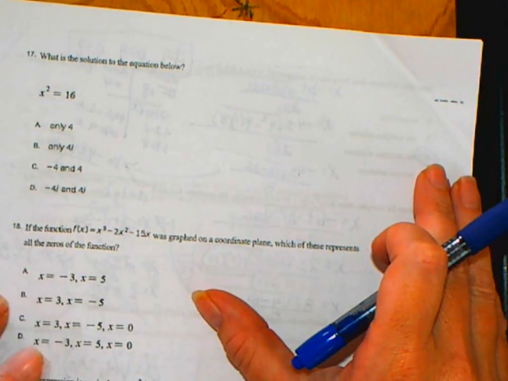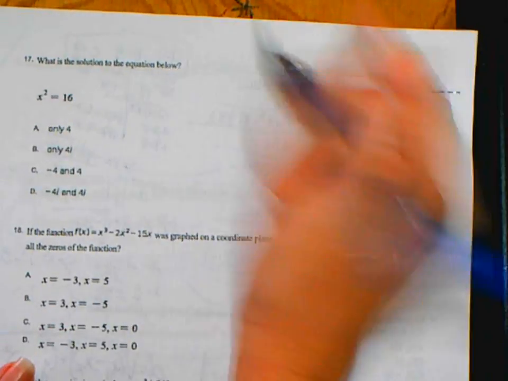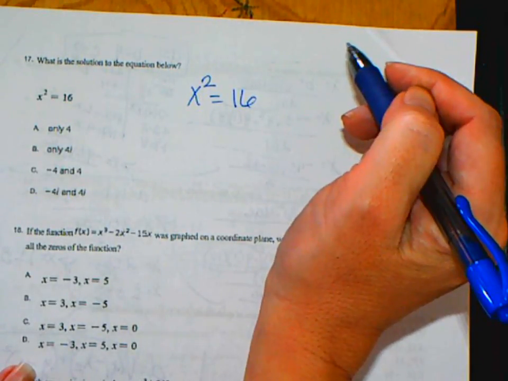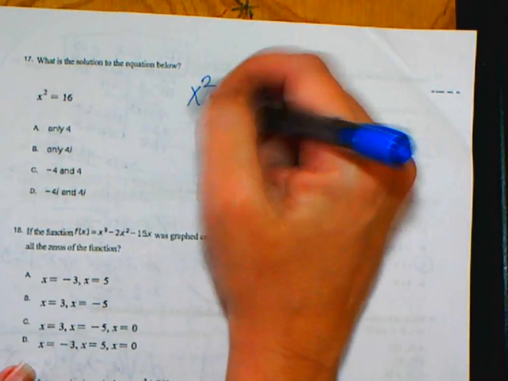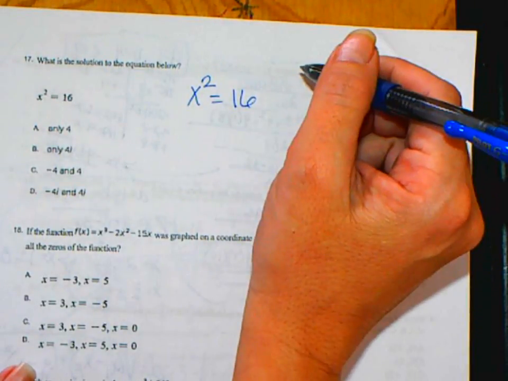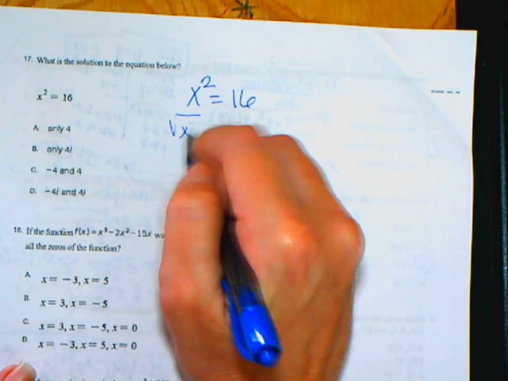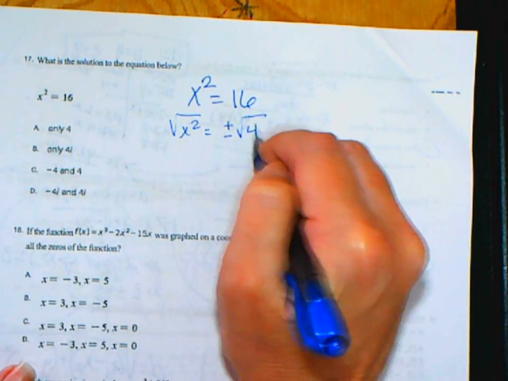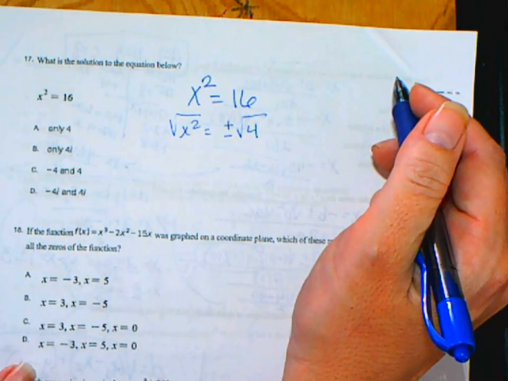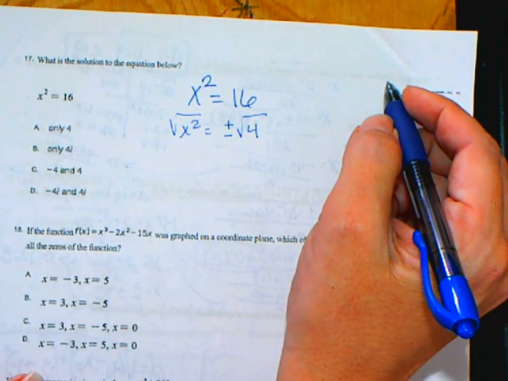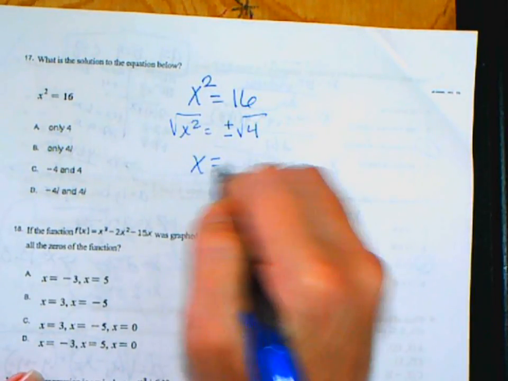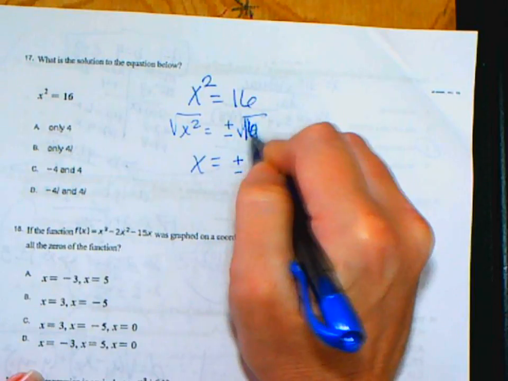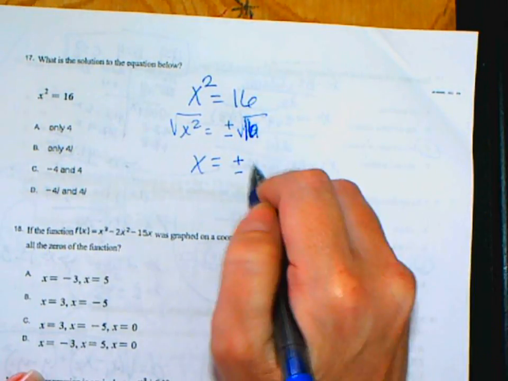17, what is the solution to the equation below? X squared equals 16. How can we solve for x? X is already squared, so we will square root both sides. And remember, when we take the square root, we usually take the positive and negative square root unless we're trying to find the distance of something or the length of something. So x equals positive and negative, whoops, I wrote a 4 there. I meant to write a 16. Positive or negative 4.